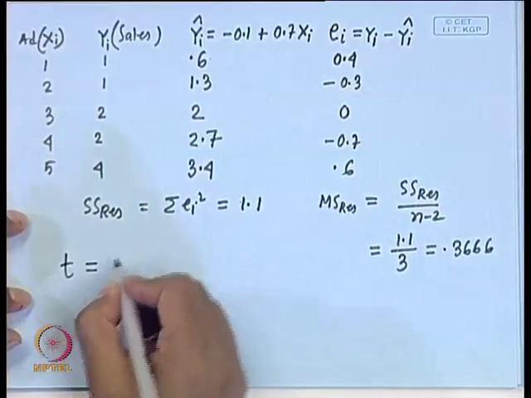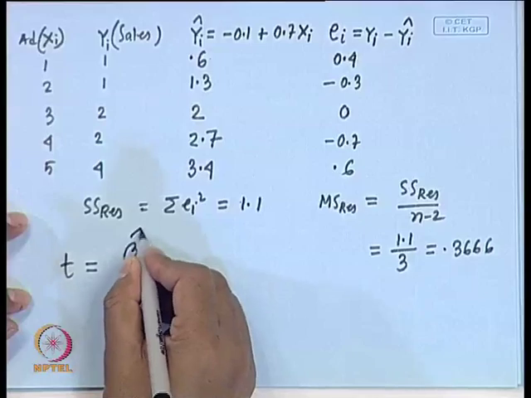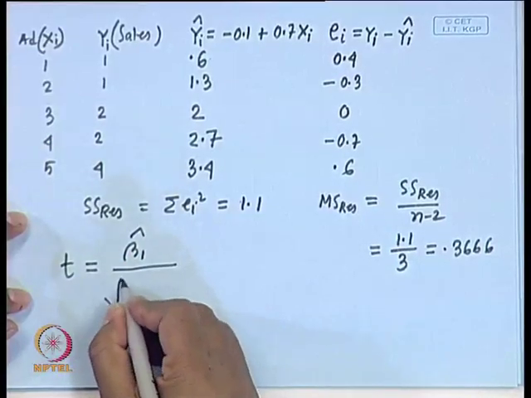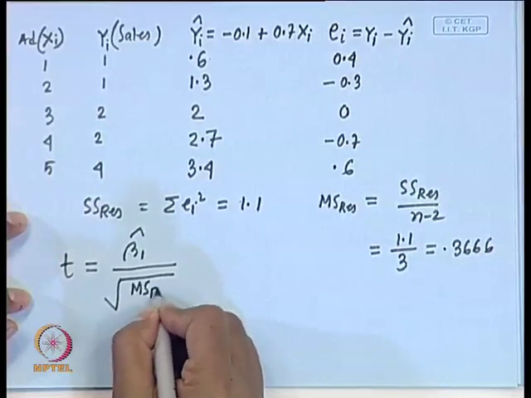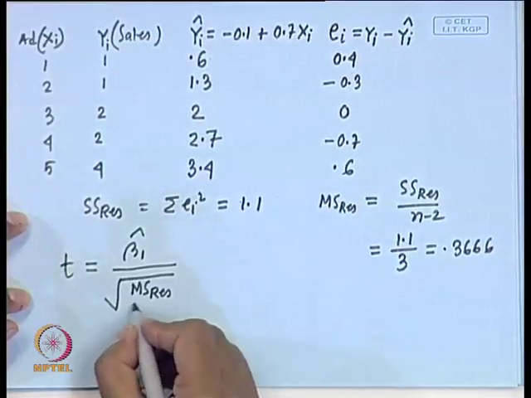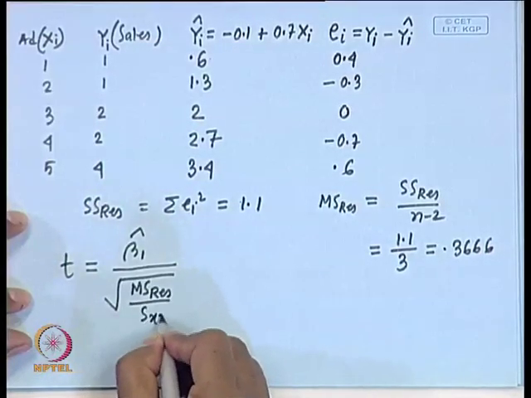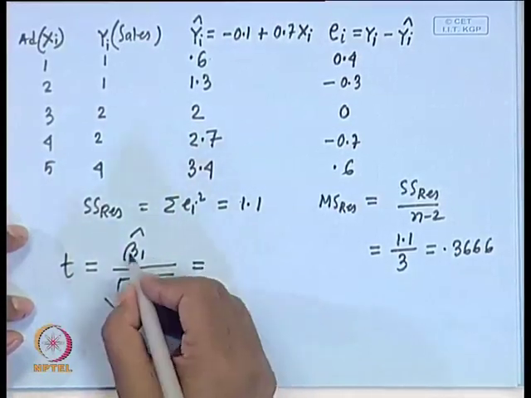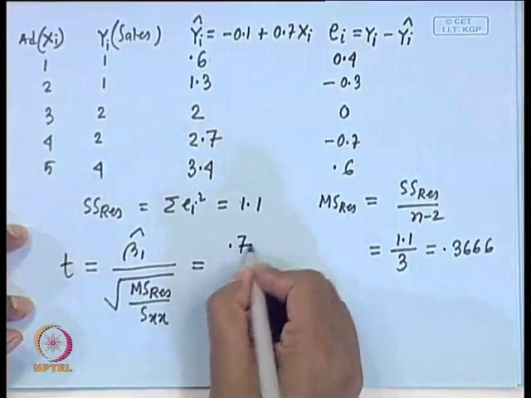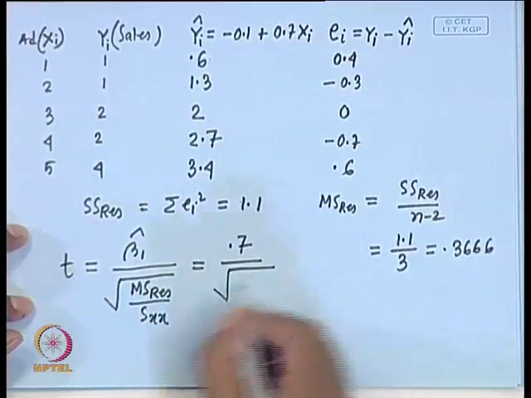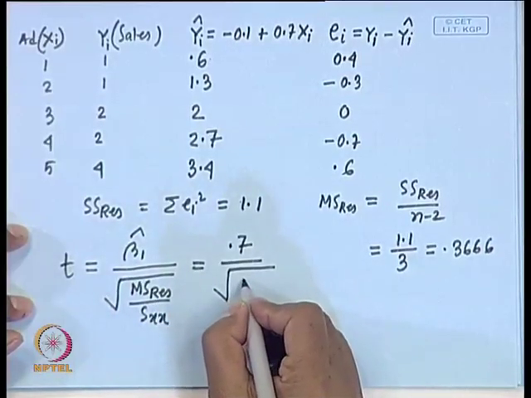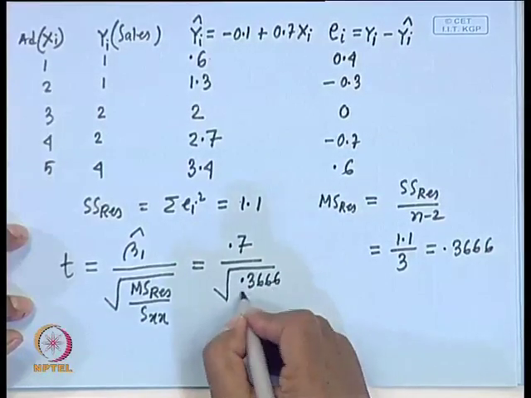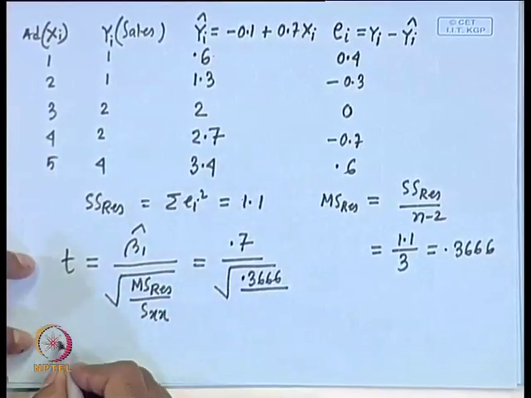Okay. So, let me compute the test statistic value t. t equal to beta 1 hat by root over of MS residual by S x x. So, we know the value of beta 1 hat equal to 0.7, and the value of MS residual is 0.3666. What is S x x?